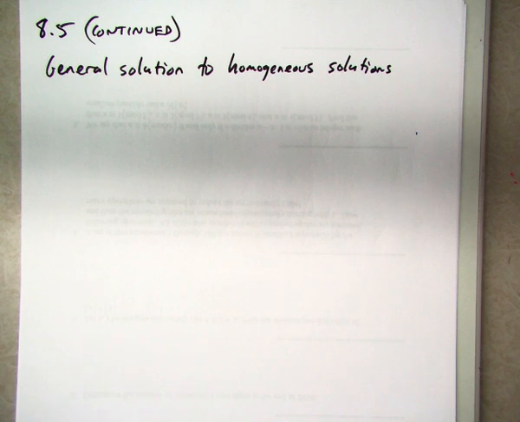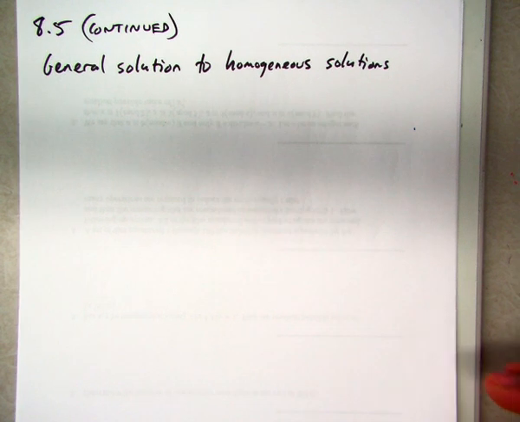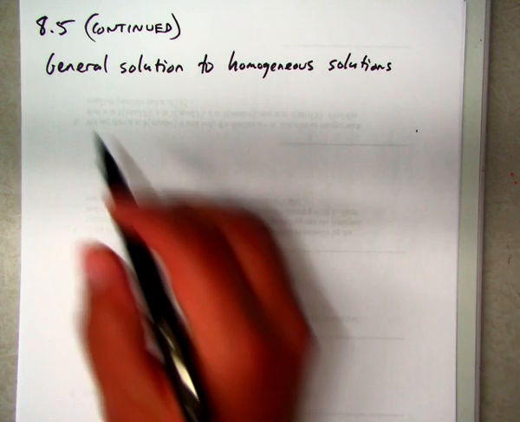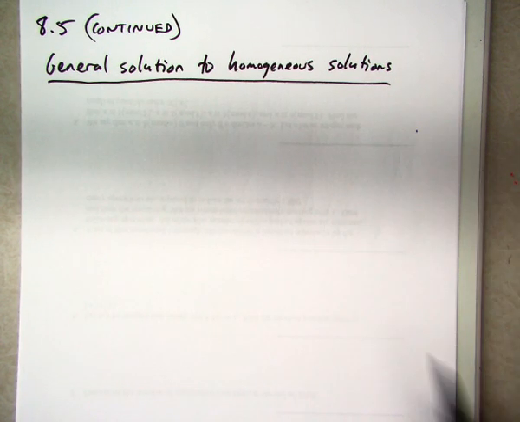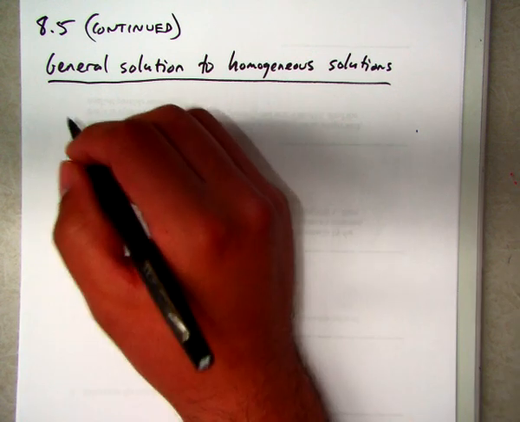Okay, so we're going to pick up where we left off. There's not too much left with the theory aspect, anyway. The general solution to homogeneous systems is very similar to nth order differential equations. It's just going to be in matrix form.